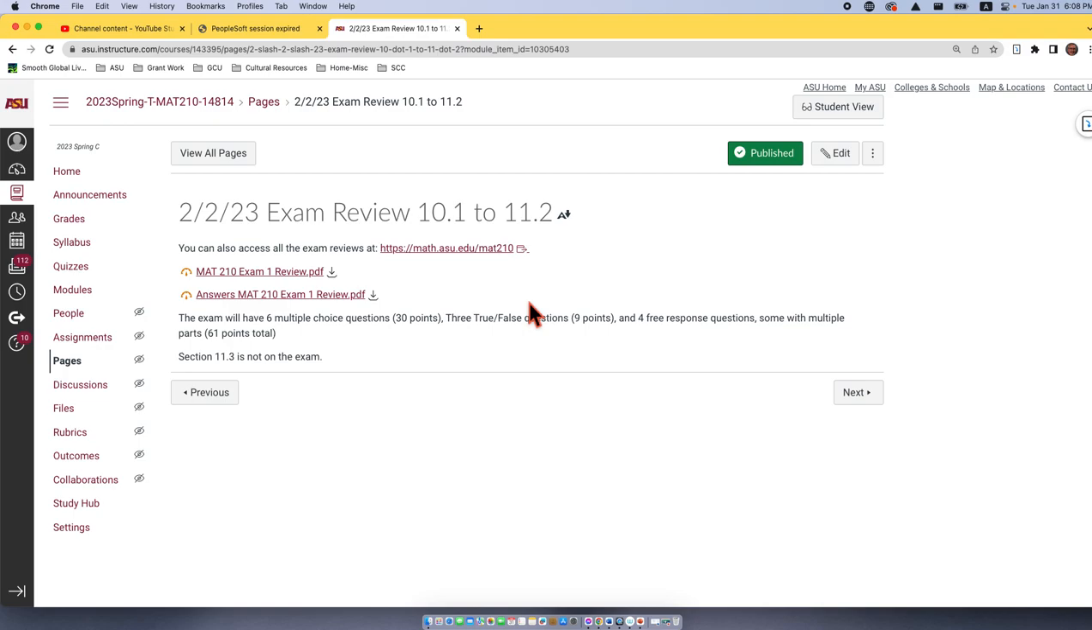And then there are 4 free response questions, some with multiple parts, and those are 61 points. So the largest portion is free response. All that means is they say find the derivative of this, basically show your work. There's one on finding the equation of a tangent line.